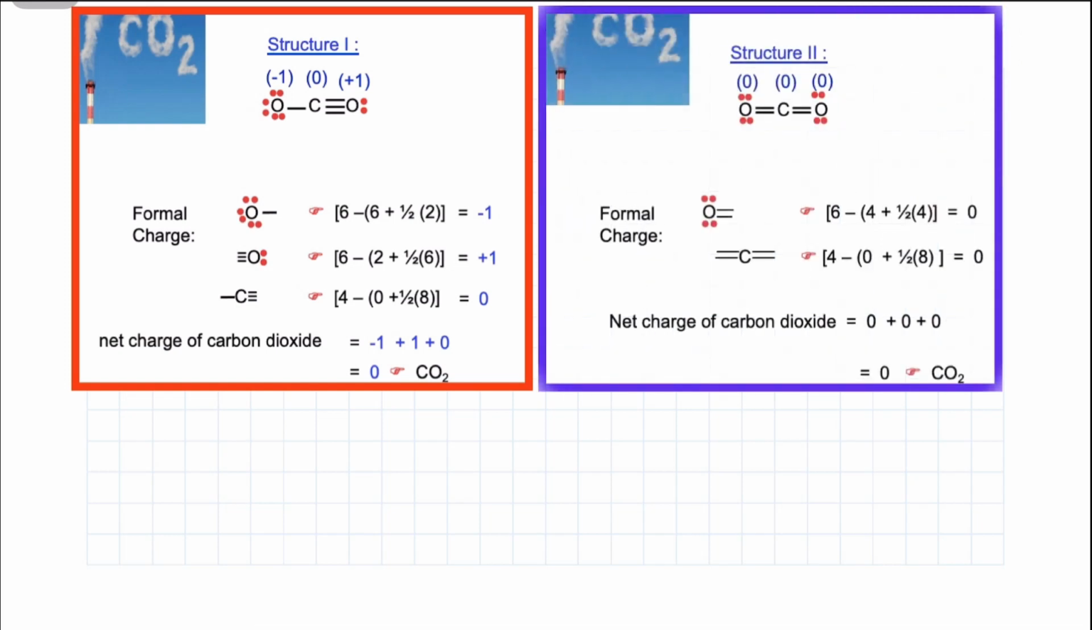Let's see structure 2. With the same formula, you will get that all the atoms in carbon dioxide have a 0 formal charge.